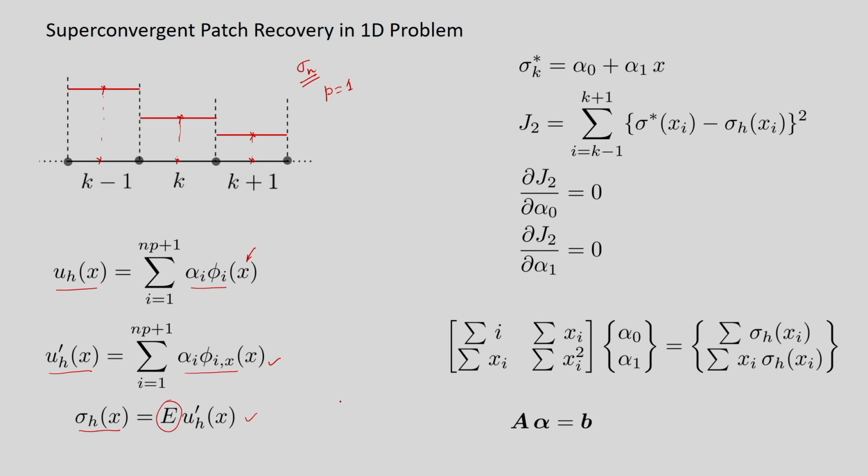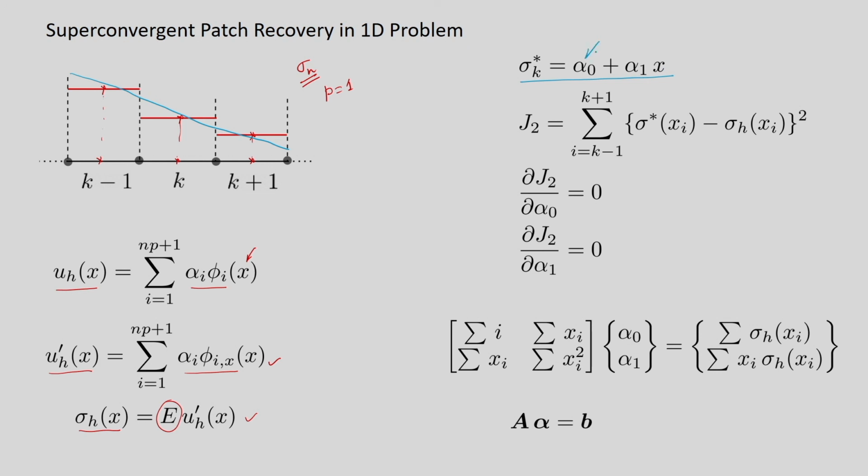Now, the question is, can I extend this betterness of the stress values to the other points of this patch? In order to do that, we will try to fit a straight line through these 3 points. This straight line I have denoted as alpha naught plus alpha 1 x.